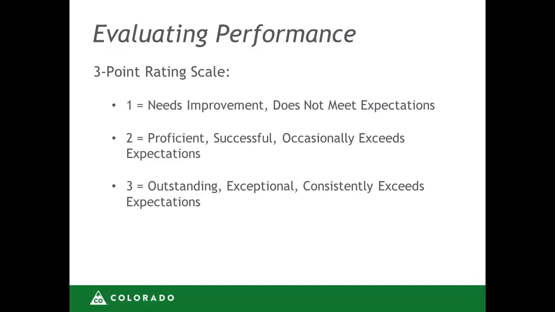Let's take a minute to review the rating system. You will evaluate each employee on a 3-point rating scale. Level 1 encompasses employees who are not meeting performance expectations. Level 2 encompasses employees that are overall proficient at their jobs. They're doing everything you ask of them, and they are occasionally exceeding expectations. Level 3 employees are consistently exceeding expectations. They are your outstanding employees.